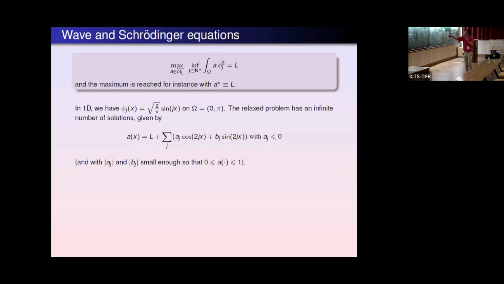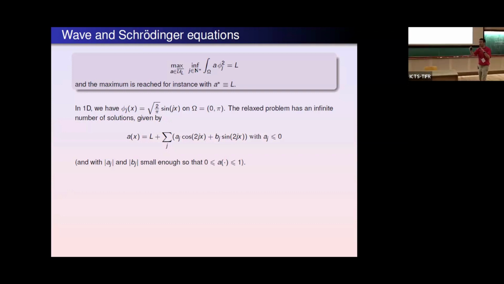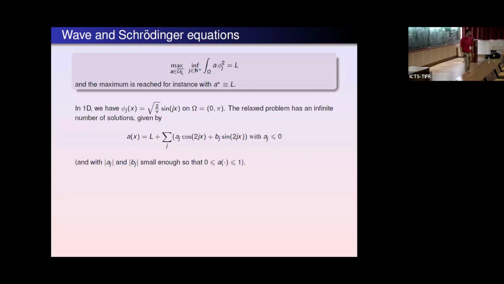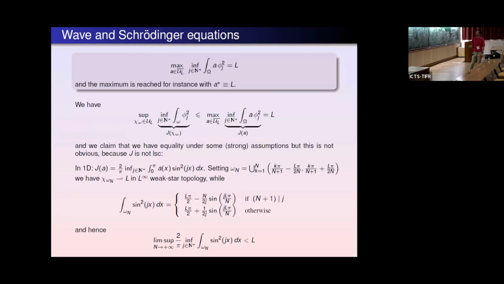But these are Fourier series with coefficients a_j that are non-positive, which is strange. This is a strange set of Fourier series that have been a bit studied, but not much, by people in harmonic analysis, because it's not at all usual to put some constraints on the Fourier coefficients. You are not used to that, right? Me too. Okay, it's not usual. But this is what we obtain. So this is why already in 1D, the situation is quite difficult.